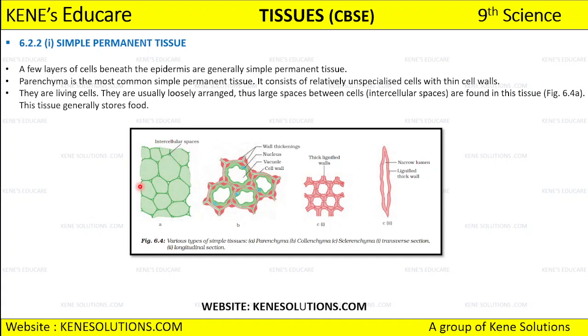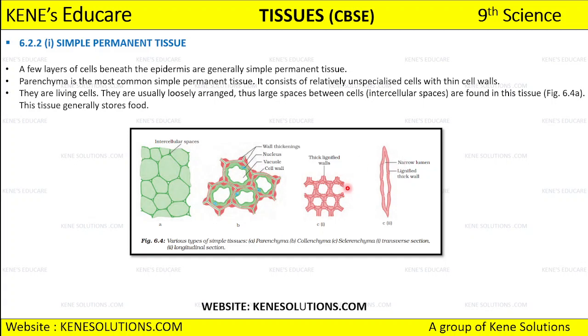So the first diagram that you can see is of parenchyma, where you can see the intracellular spaces. Okay, then we have collenchyma. This is the collenchyma tissue, and you can see the cell wall, vacuole, nucleus, and the wall thickening. What kind of wall thickening is present in collenchyma? Okay, the third one is the sclerenchyma, and this is a transverse section of the sclerenchyma, and this is the longitudinal section. So both things you should know.